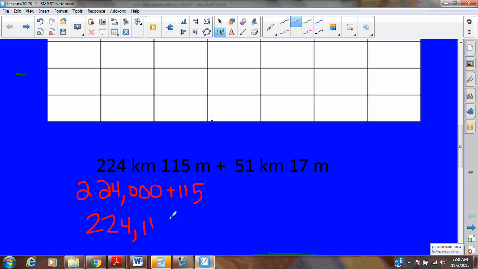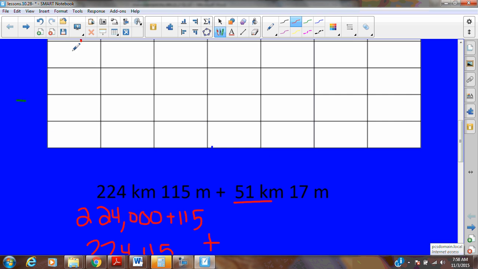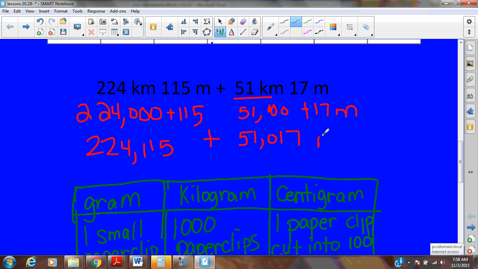So I'm going to convert that, 51 kilometers. I'm going to put zeros until I get to meters, or I'm going to multiply by 1,000, and that's going to give me 51,000 meters, plus 17 more, gives me a total of 51,017. And then I'm simply going to add those together because they're in the smallest unit possible. So I'm adding those together, and that's going to give me my answer in the smallest unit possible.